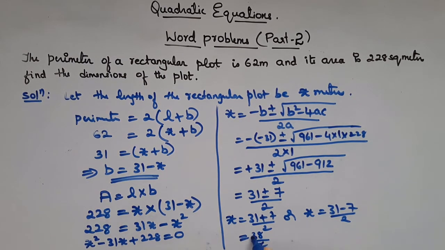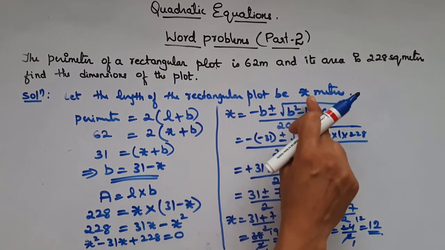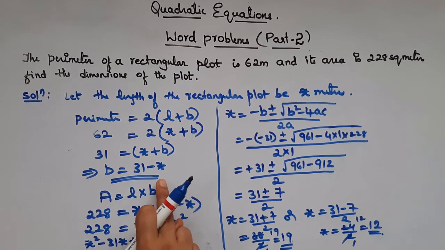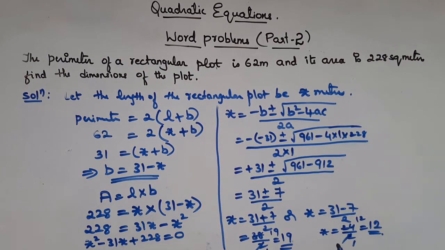So 2 ones are 2, 2 nines are 18, so that is 19, right? So here x is equal to, 31 minus 7 is 24 by 2, so 2 ones are 2, 2 twos are 4, so your x is 12, right? So now when x is 19, that is your length of the rectangular plot is 19, your breadth will be 31 minus 19, that will give you 12, right? Similarly, when x is 12, your breadth will be 31 minus 12, that will give you 19.